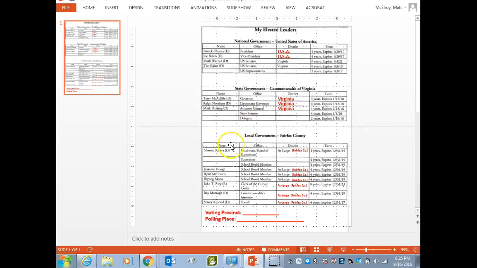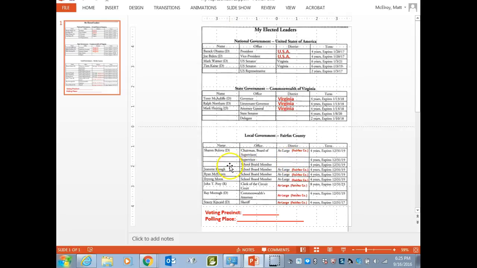When we look at the local government, you'll see that Sharon Bulova is the chairman of the Board of Supervisors. She represents all of Fairfax County. The Board of Supervisors consists of 10 individuals, the chairman, and then 9 supervisors who each represent a district of Fairfax County. Now, those districts actually have names such as Providence, Hunter Mill, or Dranesville. So we're going to determine who your supervisor is and the name of the district that they represent.